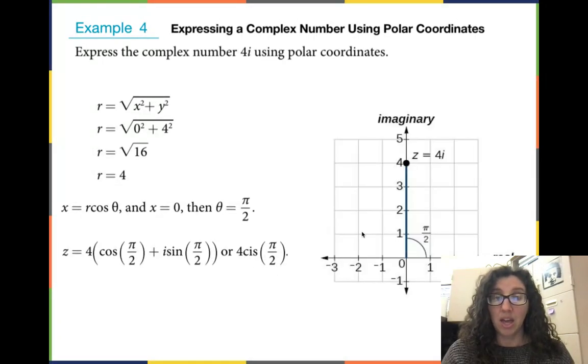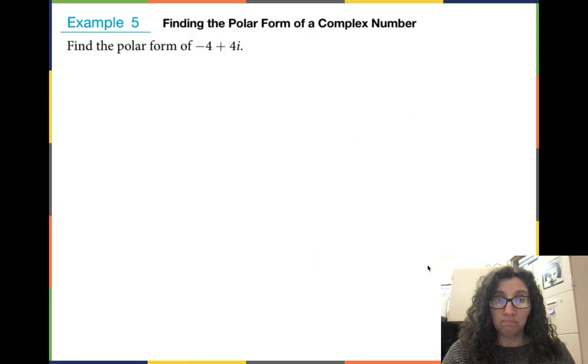Okay, and obviously if we were going to graph this, just graphing this number here, 4i, we're going 0 in the real direction, 4 units in the imaginary direction, or the y direction. So there's our point. Our modulus, or absolute value, is 4, and our theta is going to be pi halves. Okay, let's do another one.